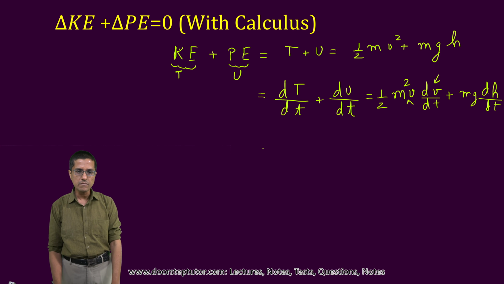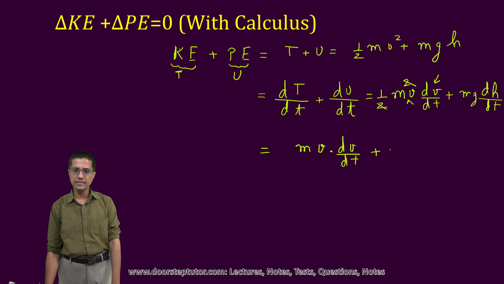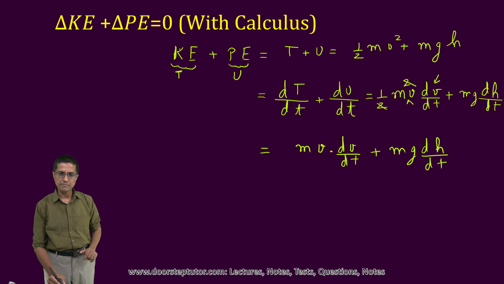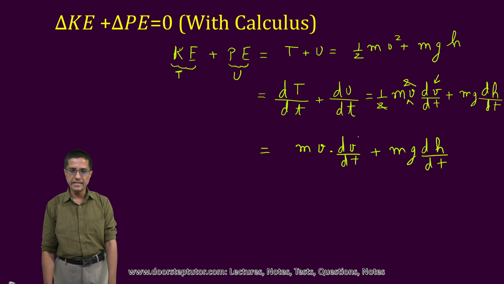Okay, so again this 2 and this 2 would cancel. So here we will get mv dv by dt plus mg dh by dt. Now think about it for 1 second. See, dv by dt and dh by dt.